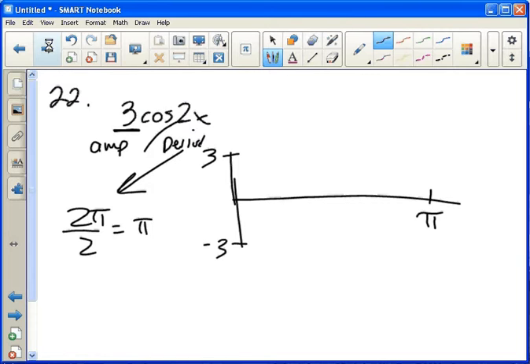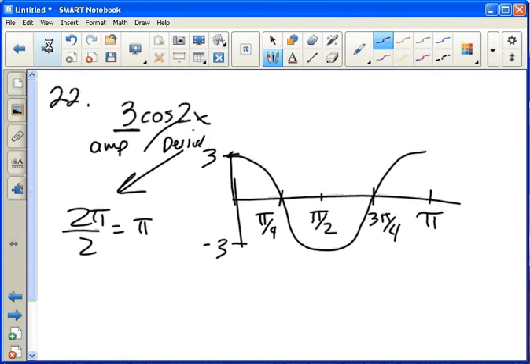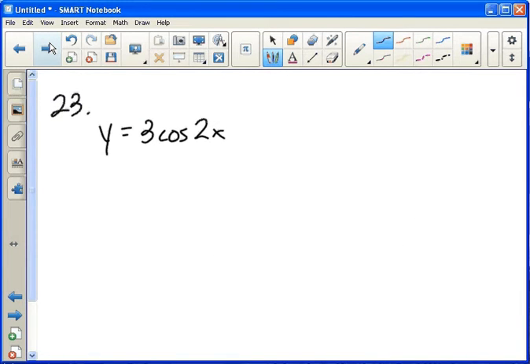My mid from pi is pi over 2. Mid from that is pi over 4. Mid between these two is 3 pi over 4. So if you notice, if you take your period, which is pi, and divide by 4, you get pi over 4. And we're going up by pi over 4 every time. 1 pi over 4, pi over 2, 3 pi over 4, pi. Sorry, I think I just rewrote the same one there.